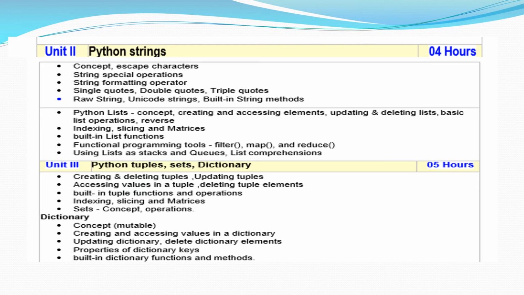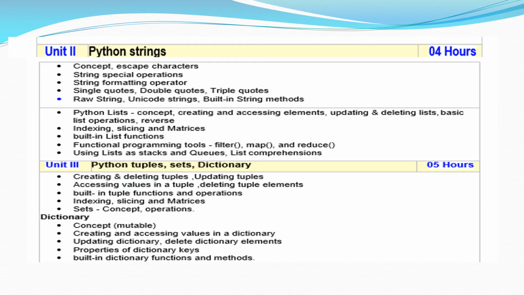Unit 2 is Python strings. For this unit, total 4 hours are required. Strings are amongst the most popular types in Python. Here, we are going to discuss string special operations, formatting operators, types of quotes such as single quotes, double quotes or triple quotes, and some built-in methods.